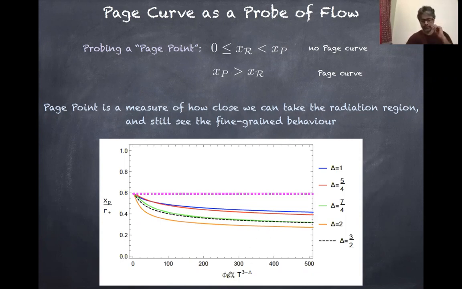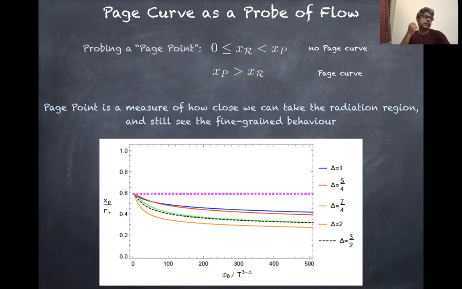If you plot how it depends on the coupling of the relevant parameter, so this phi naught is the strength of the relevant parameter, which is introducing the RG flow in the bath to begin with, normalized with respect to the temperature raised to some appropriate power, then for various deltas, for various conformal dimensions, you find that this XP decreases monotonically. But it doesn't seem to go all the way to zero, although we can't go to infinity strictly speaking, but the curve seems to flatten. So what this seems to be suggesting is that by increasing phi naught, in other words, by increasing the relevant coupling, I can indeed bring this radiation region closer to the brane and still reproduce the Page curve.